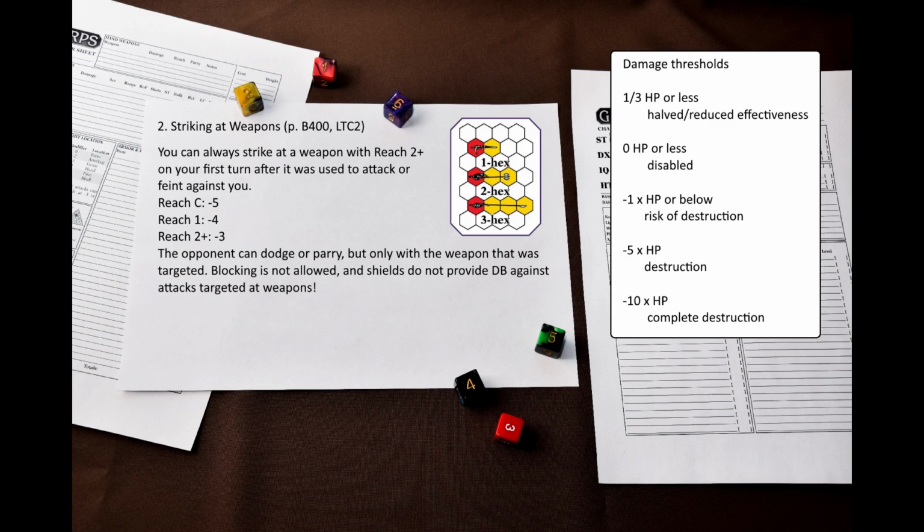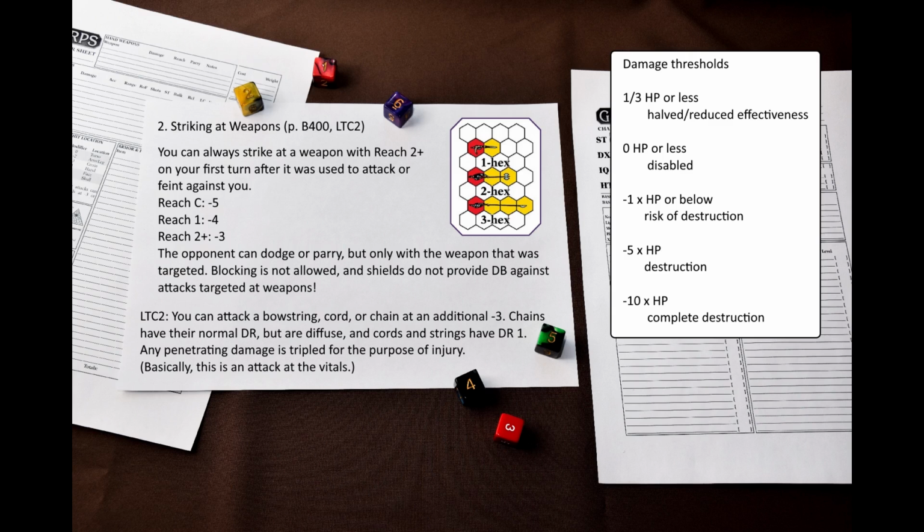Reach C melee weapons and pistols are at -5 to hit. Reach 1 melee weapons and medium-sized firearms are at -4 to hit. Anything larger is at -3 to hit. The opponent can dodge or parry, but only with the weapon that was targeted. He cannot block, and the shield doesn't even provide its usual defense bonus against such attacks. That's something I didn't know before.